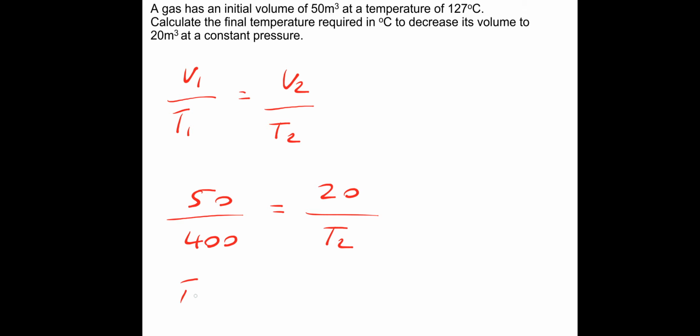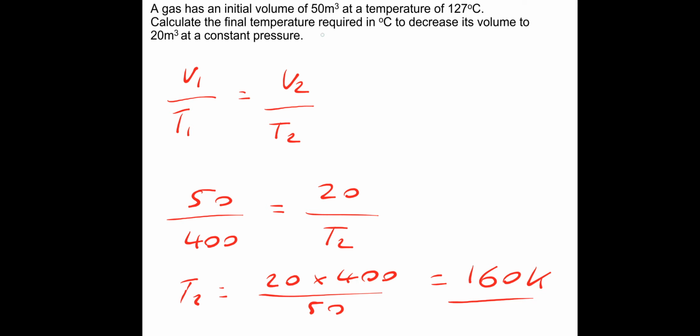So temperature 2 is equal to 20 times 400 divided by 50. And that gives a temperature of 160 Kelvin. But it wants it in degrees Celsius. So what we need to do is subtract 273. So for the second temperature, we do 160 minus 273, which is minus 113 degrees Celsius. Okay, let's move on.